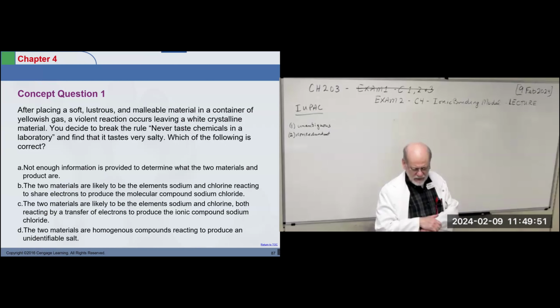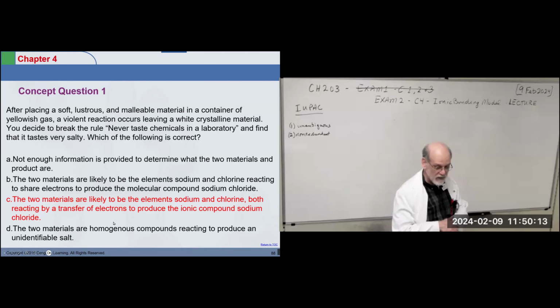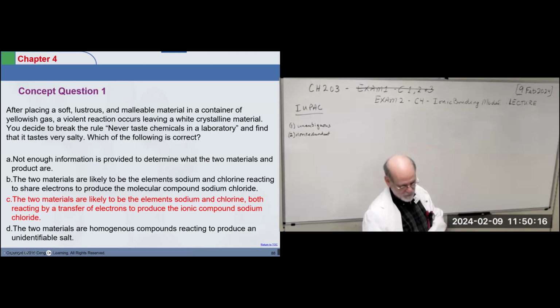So let's see. B would be two materials are likely to be elements sodium and chlorine reacting to share. All right, there's the key. They could be sodium, metal, and chlorine gas, but they don't share electrons. They transfer electrons. That's why C is a better answer. Transfer electrons to produce an ionic compound, sodium chloride. So that's why C is probably the best answer for that one.